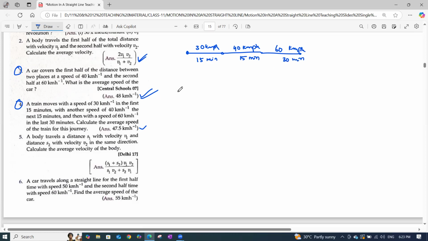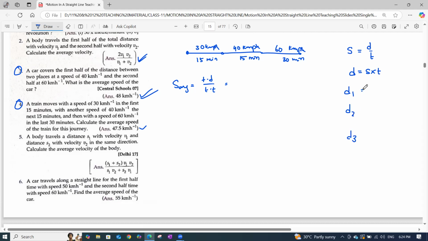Now what average speed are they asking? Average speed is equal to total distance upon total time taken. What is the total distance? Is there any distance given? Here we don't have the distance. D1 is equal to D2 is equal to D3 cannot be assumed, as there is no confirmation whether all these distances are the same. What we can do is get the distance by using the formula: speed is equal to distance by time, and distance is equal to speed into time. Now we need the distances D1, D2, D3.